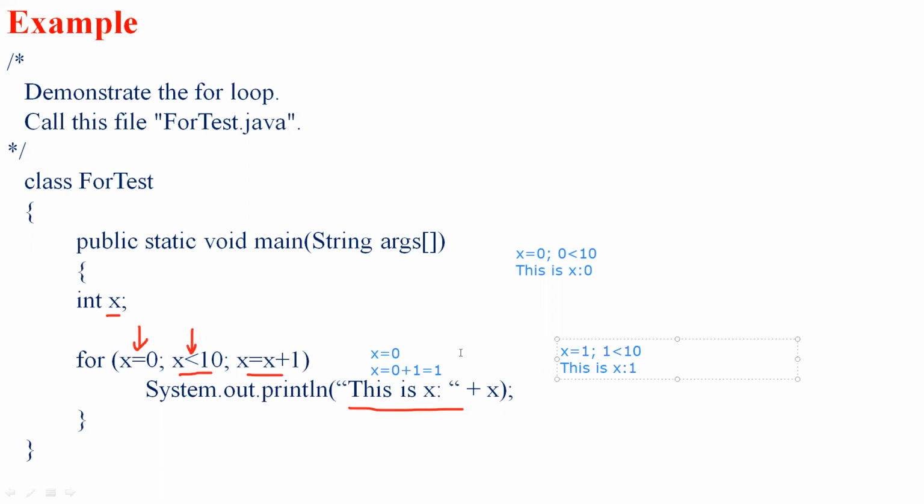On executing this, again it will go to the increment step. The value of x is 1, so x equals 1 plus 1. Now the value of x is 2. Again it will check the given condition, whether 2 is less than 10. Since the statement is true, it will print "this is x" as 2, and again it will go to the increment statement.